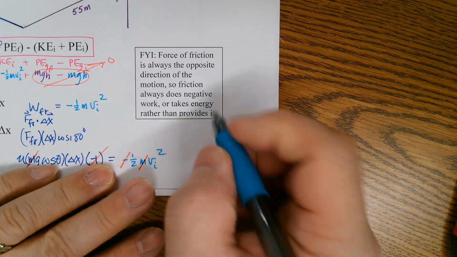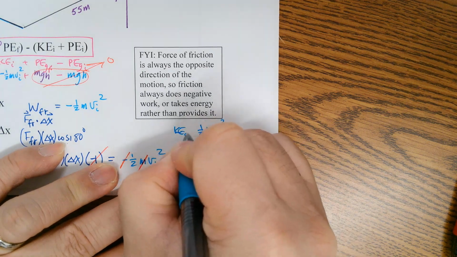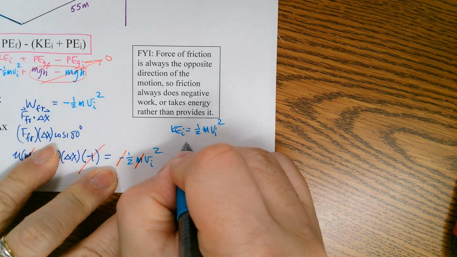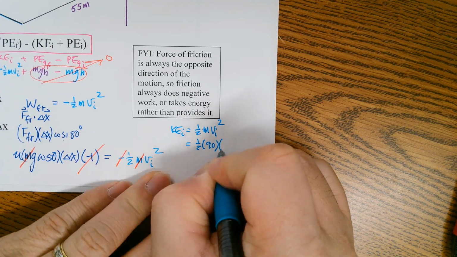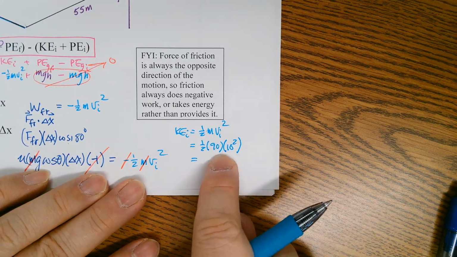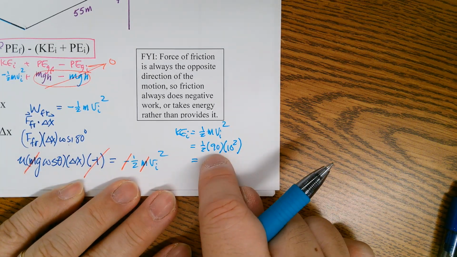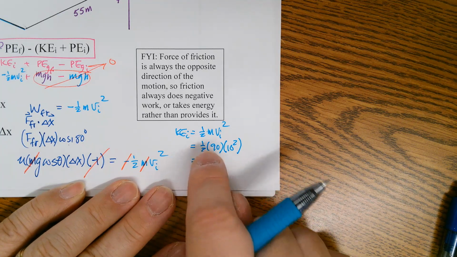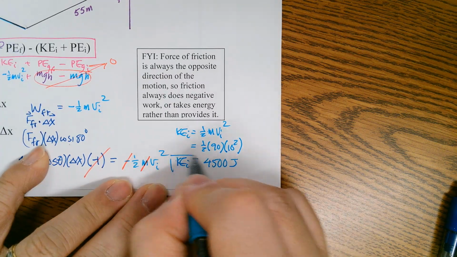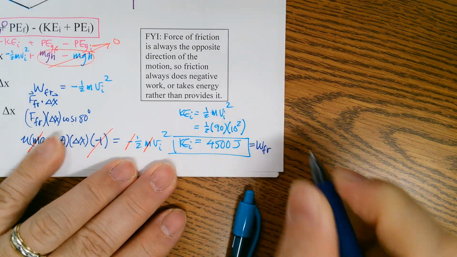So if we start out with 1/2 m v initial squared, all this kinetic energy just went to work done by friction at the end. So 1/2 times 90 times v initial, which is 10 squared. So 10 squared is 100, times 90 is 9,000. And half of that is 4,500 joules. That is how much kinetic energy we started with, and that's exactly how much work done by friction has to be.